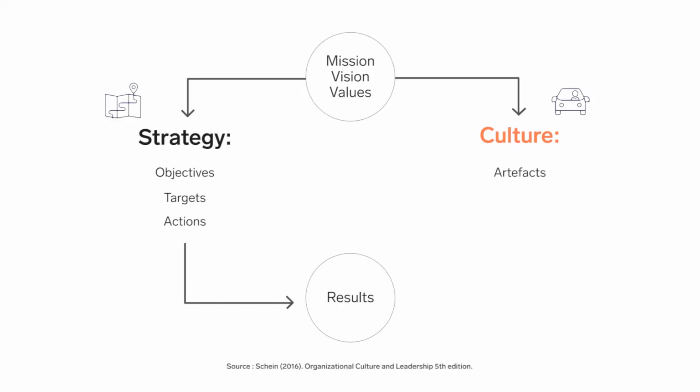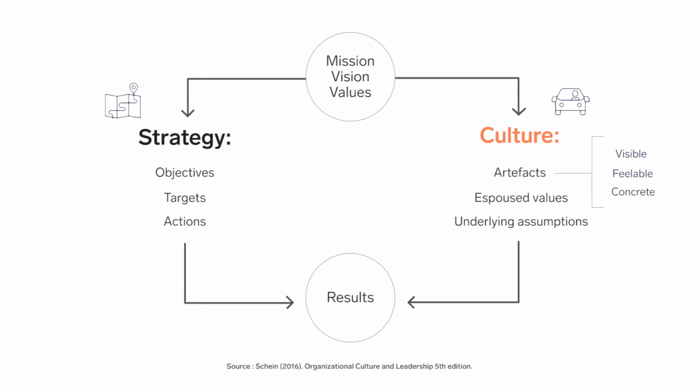In this culture context, how Schein defines it, there are three levels: artifacts, espoused values, and underlying assumptions. Think of an iceberg, where artifacts are the tip of the iceberg. Artifacts are visible and feelable, like the brand, the office spaces, all these things. But when you go underneath this surface, that is where the real game of culture starts.